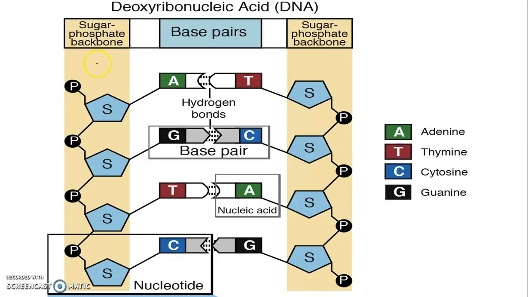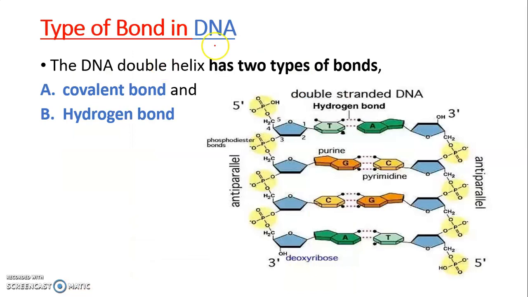These two polynucleotide compounds are connected to each other in the opposite direction, and that makes one big structure. This big structure is the DNA. DNA has mainly two types of bond. First is the covalent bond, and second is the hydrogen bond. So this diagram shows the structure of DNA.